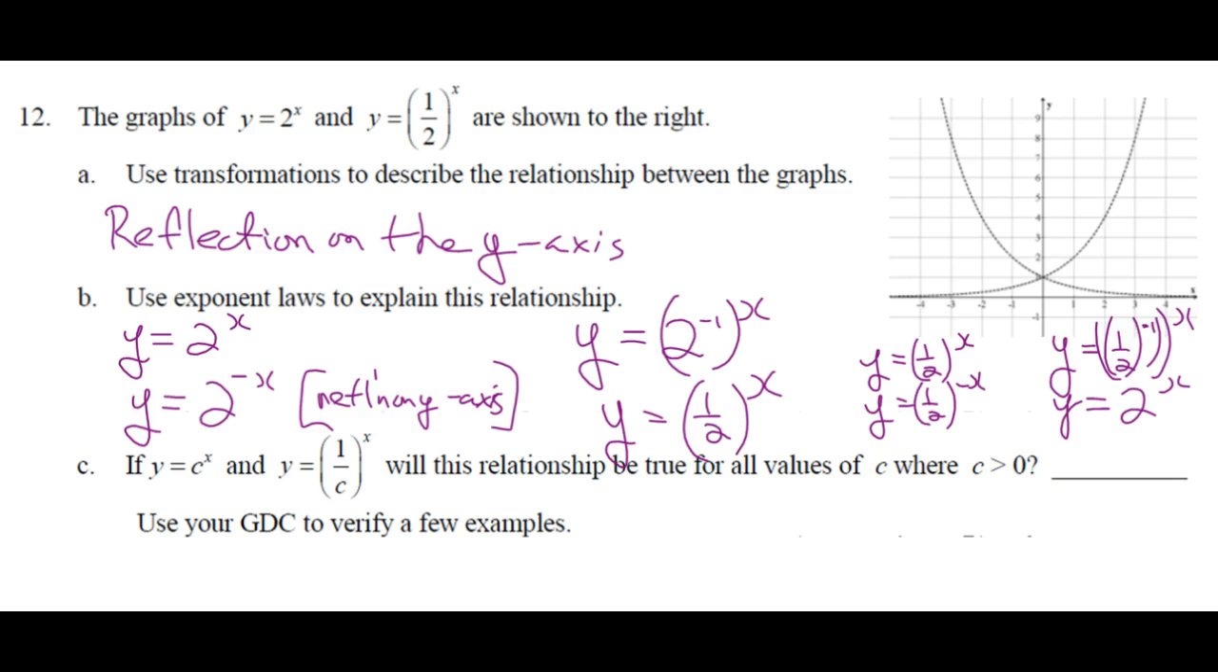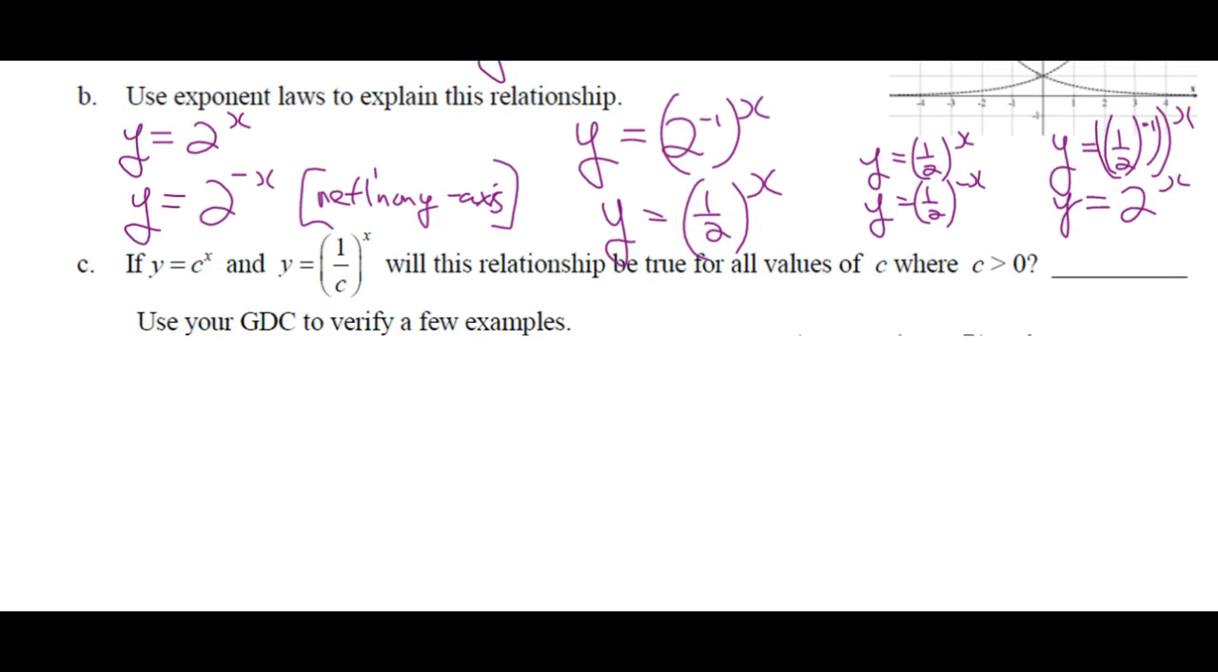If y equals c to the x and y is equal to 1 over c to the x, will this relationship be true for all values of c where c is greater than 0? So it's going to be true for 10 to the x and 1/10 to the x. It'll be true for 7 to the x and 1/7 to the x. Will it be true for 1/5 to the x and 1 over 1/5, or 5 to the x? Yes? No? Yes. Yes.